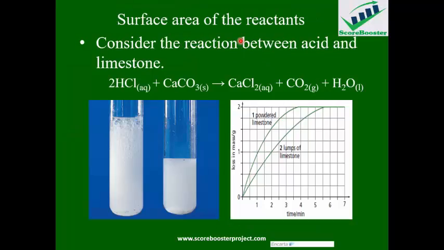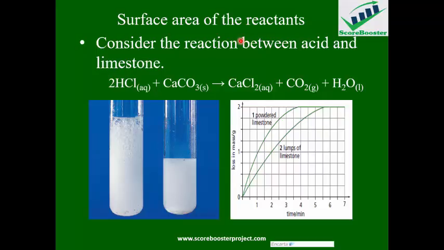So the first one is the surface area of the reactant. What is called surface area? Surface area is the area accessible by another reactant. Let us assume that we have a solid reacting with a liquid. So the liquid will be getting into contact with that solid. What area of that solid can the liquid get in contact with?